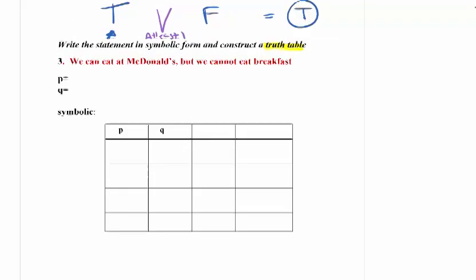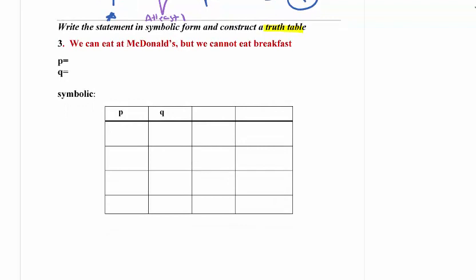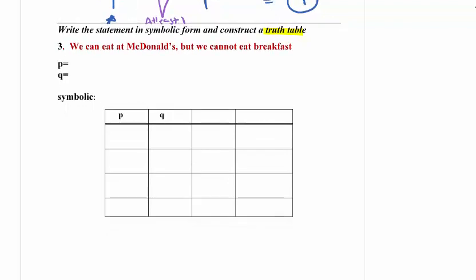So going to number 3, we are going to write this statement in symbols first and then construct a truth table. So when we read this, we are going to circle, highlight any logical connectives that we have. So when we do this, we see that we have the word but, remember, means and, not, which is my negation. So P is going to be that first simple statement.